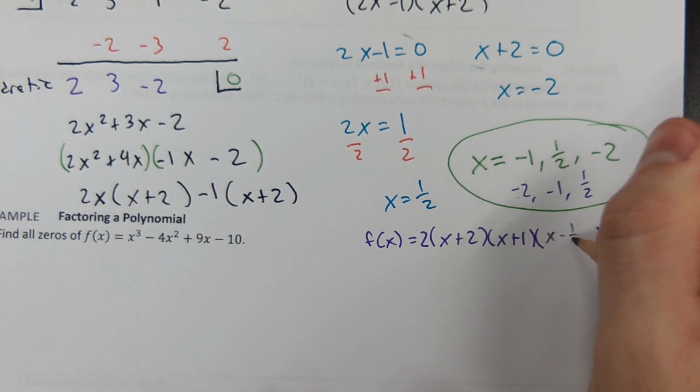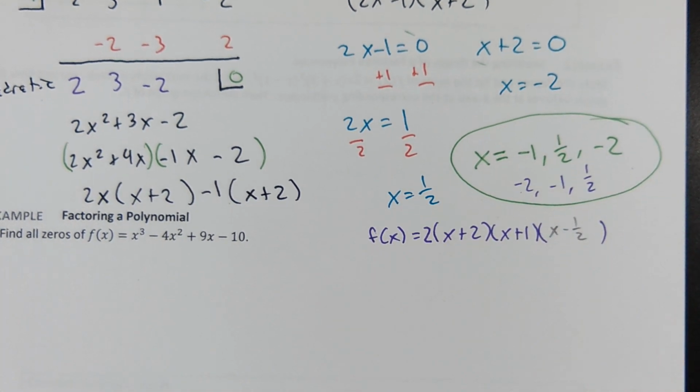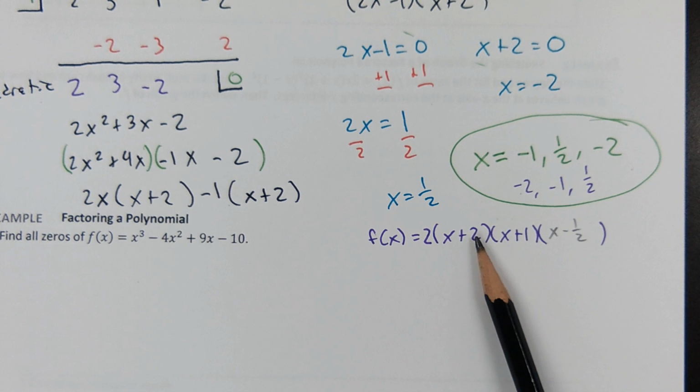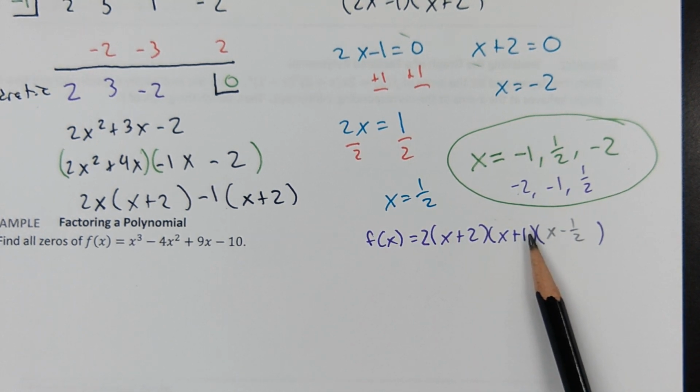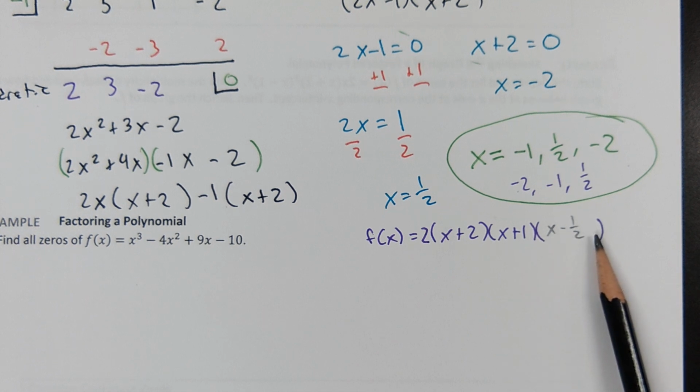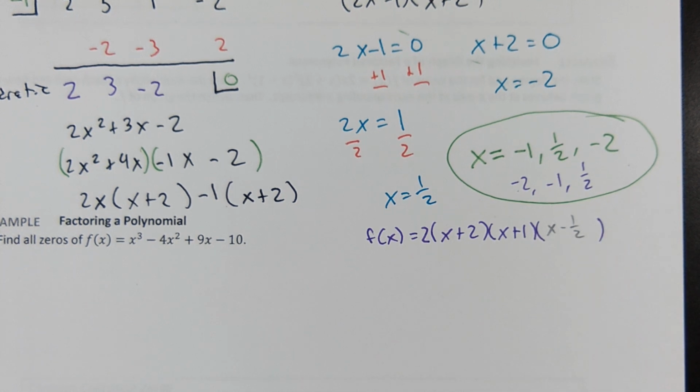Don't do this, okay? If you were to FOIL all this out, you'd get 2 times 1, which is 2, and you'd get that 2 times this -1/2, which would be -1. And it probably wouldn't work out very well. So what's going to happen then?